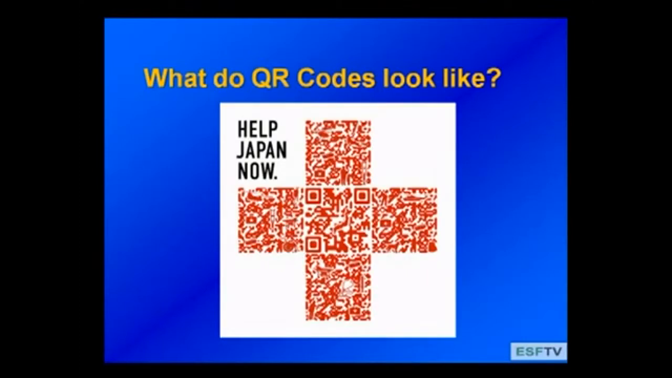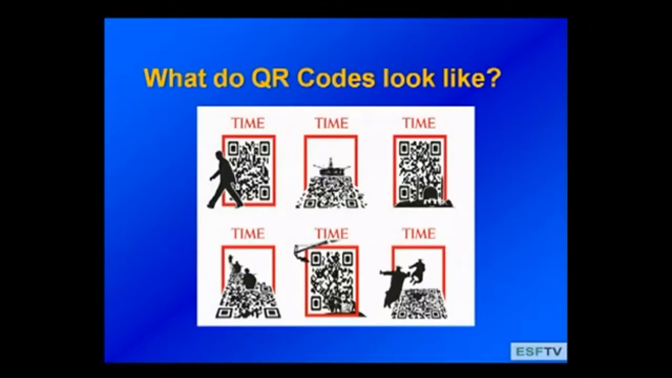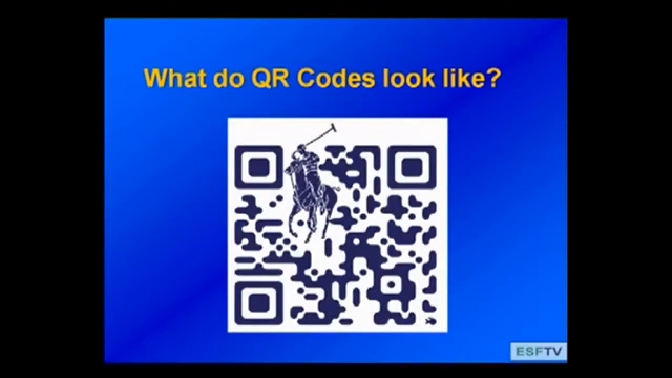This is an interesting QR code by the American Red Cross to help Japan. These are QR codes for Time magazine to take you to their different archives. And this is a QR code for Ralph Lauren. So again, QR codes can come in many shapes and colors.